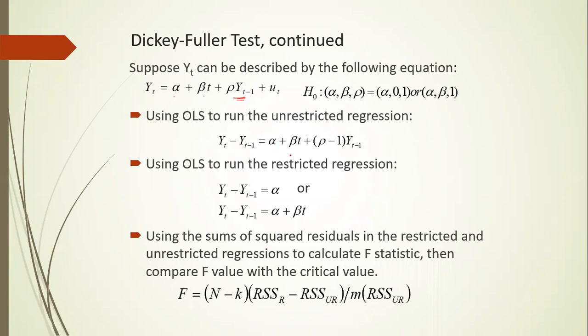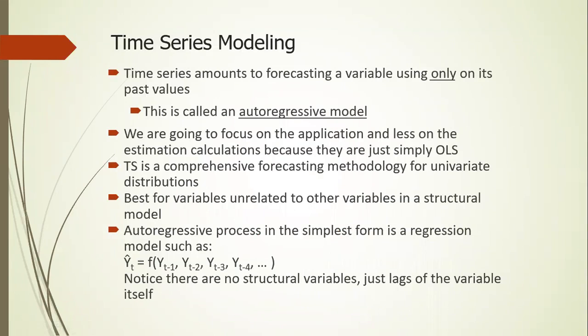So you're saying yt minus 1 on both sides, and you'll see alpha plus beta t plus rho minus 1. When you cancel it out, you will find that the sum of squares of residuals in the restricted and unrestricted regressions are used to calculate the F statistic. And then finally, you will be able to create that critical value. So this is very theoretical. Unless we go to Python, it may not be that clear.